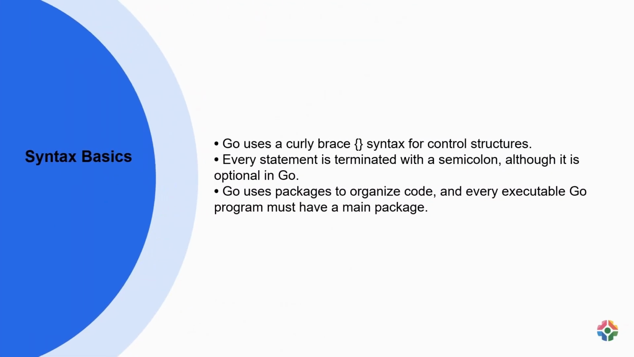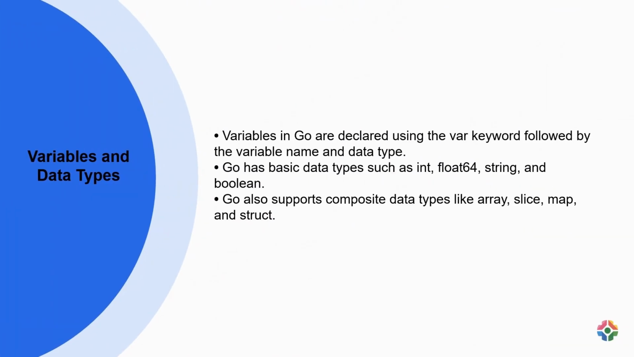Go programming language uses curly braces for control structures. Each statement typically ends with a semicolon, although it is not always necessary in Go. To facilitate code organization, Go employs packages, and every standalone Go program should contain a main package. For instance, a simple Hello World program in Go would have a main package with a main function that prints the message.